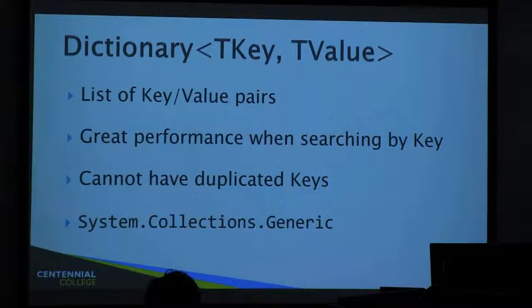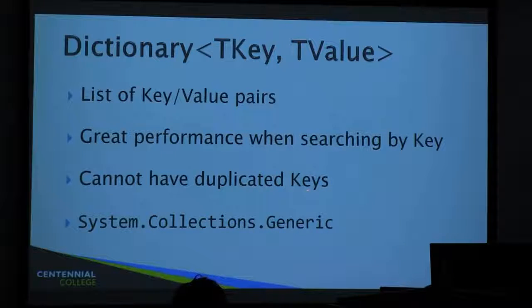The key is the information that you're going to be searching by. And the value is, given a student, I want to return all the information from student 300. The value will be the entire student information. The key will be 300. We're going to see a lot of examples with that. It has great performance when searching by key. So if you need a collection with some sort of indexing or searching capability, a dictionary will be more appropriate than a list.